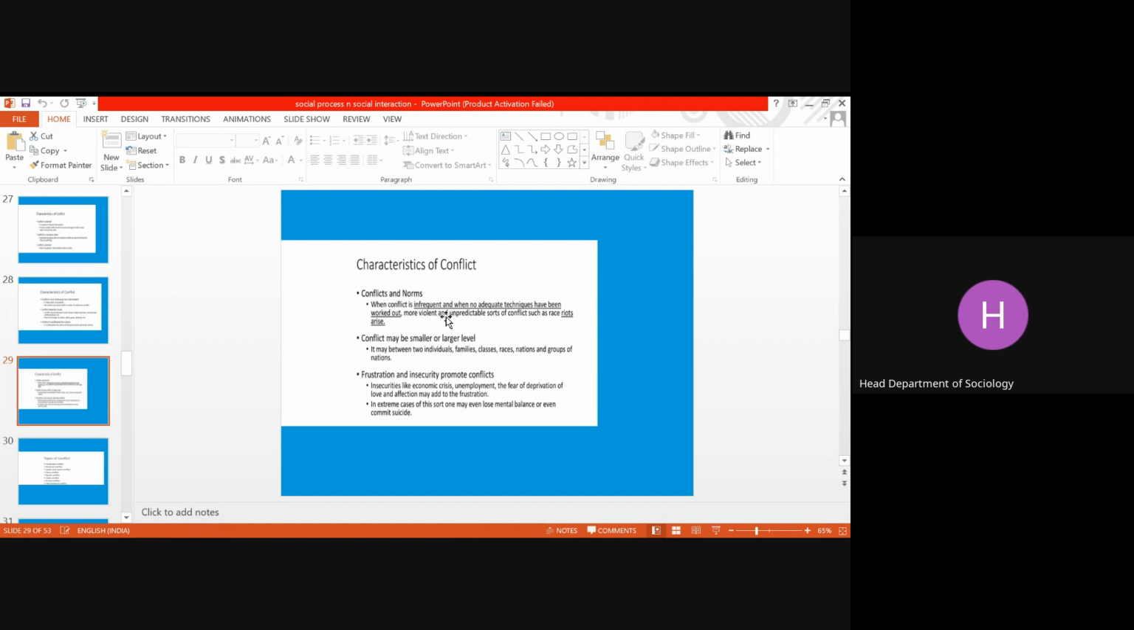Conflict and norms. When conflict is infrequent and when no adequate techniques have been worked out, more violent and unpredictable sorts of conflict, such as race riots, arise. Right? When we don't follow rules properly, when we break all the rules, then some sort of riot takes place between two groups. Conflict may be smaller or larger: two individuals, families, classes, races, nations, groups of nations.